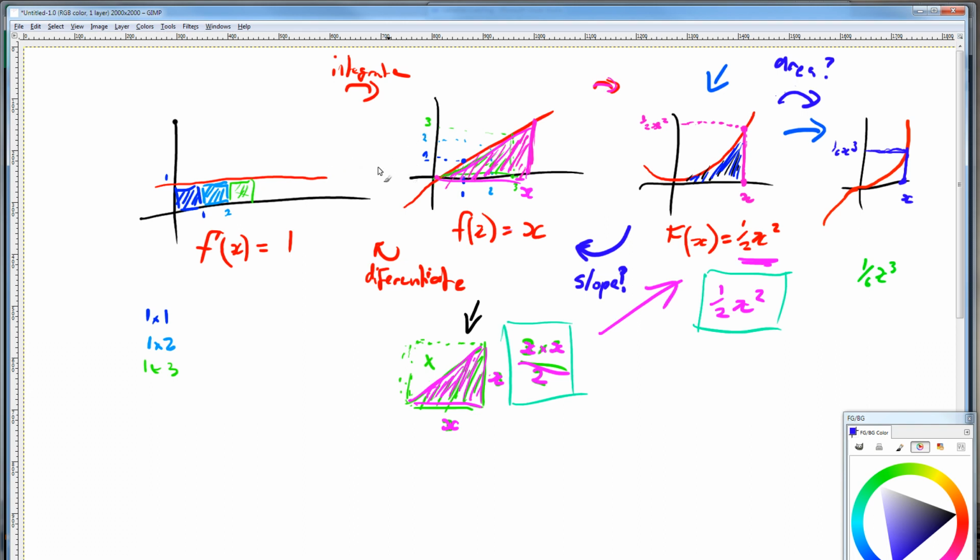Was the third one trying to get the area under the second one? Exactly. And then the second one gets the area under the first one. Okay. But you can go the other way. The third one is the slope of the fourth one, and the second one is the slope of the third one, and the first one is the slope of the second one.